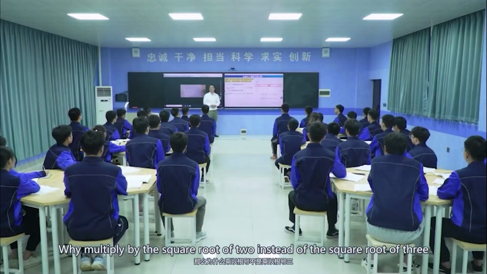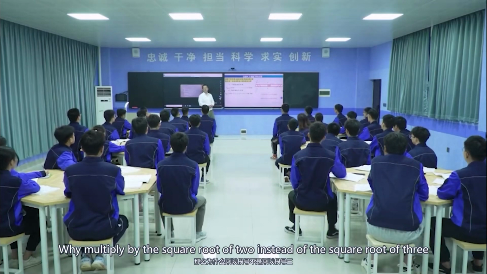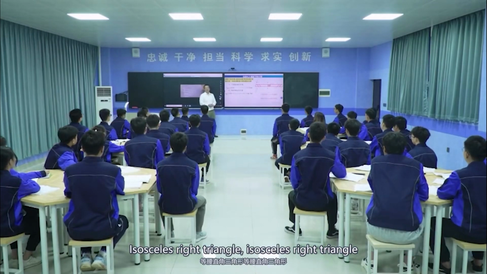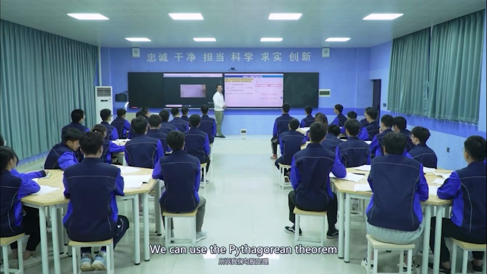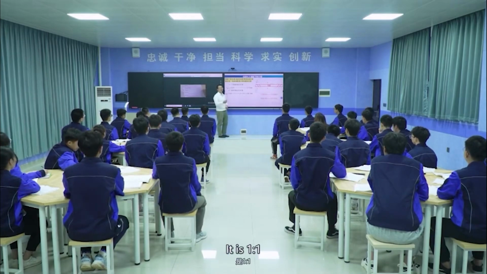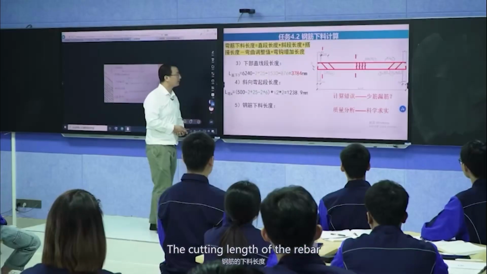Why multiply by the square root of 2 instead of the square root of 3? Isosceles right triangle, isosceles right triangle. The angle is 45 degrees. We can use the Pythagorean theorem. It is 1:1. The cutting length of the rebar.